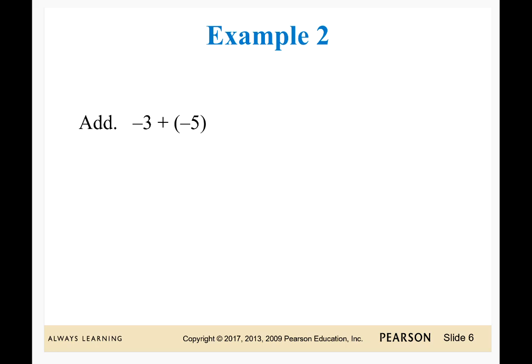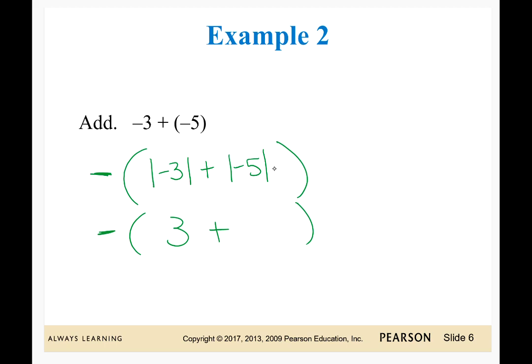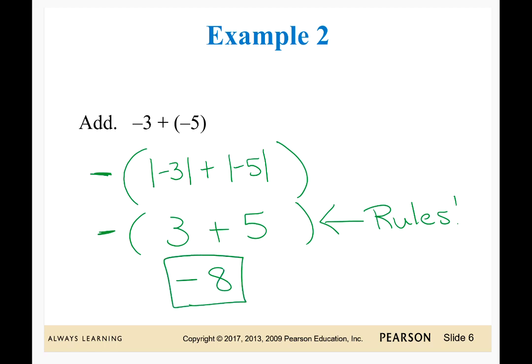Second example. Notice both of these numbers are also negative. So I know that my answer will be negative. And I'm going to add together their absolute values. So I'm going to add the absolute value of -3 plus the absolute value of -5. So that would be negative. The absolute value of -3 is 3 plus the absolute value of -5 is 5. Again, if you started right here, I'd be perfectly okay because that tells me that you know the rule. Then my final answer would be -8. 3 plus 5 is 8. So my final answer is -8.